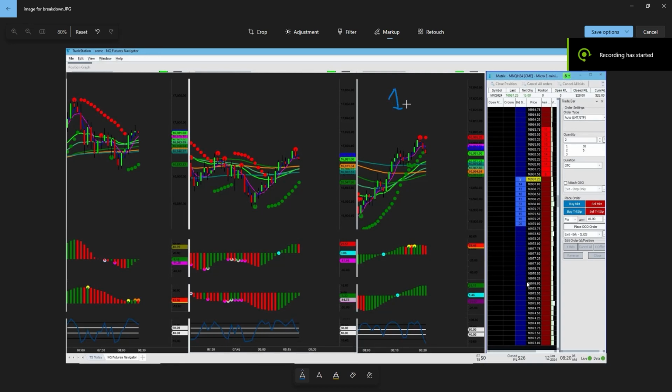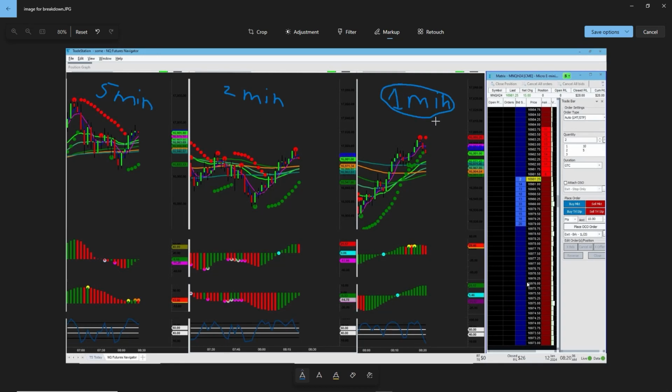So this chart is the 1 minute chart, this chart is the 2 minute chart, and this chart is the 5 minute chart. Now I entered my trade on the 1 minute chart, and I entered it at 16,981, which is at this level right there. That's where I entered it. And on the 2 minute chart, that's right over here. And then on the 5 minute chart, that's about right here. And the reason why I entered the trade on the 1 minute is because the 1 minute had a stronger move up, in my opinion, compared to the other charts.